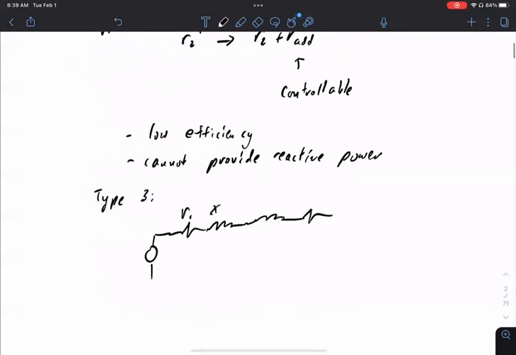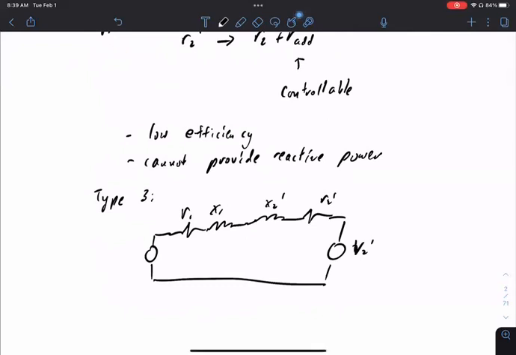So this R1, X1, X2 prime, R2 prime. The idea is, can I add a source here? Okay, so we're going to add some voltage source. What this voltage source does is not fundamentally change where power comes from. Power still comes from what? It's kind of inducing a phase change. If I can change the phase, then I can provide reactive power. Okay, so that's the idea of type 3.